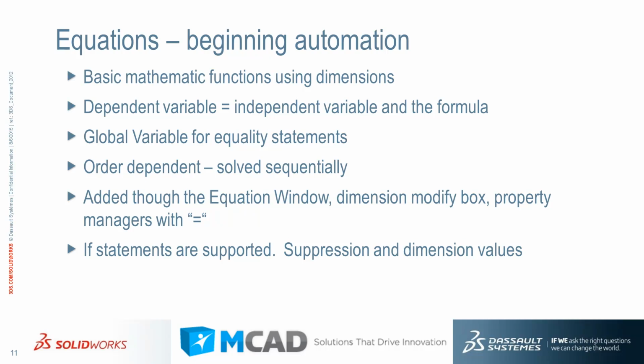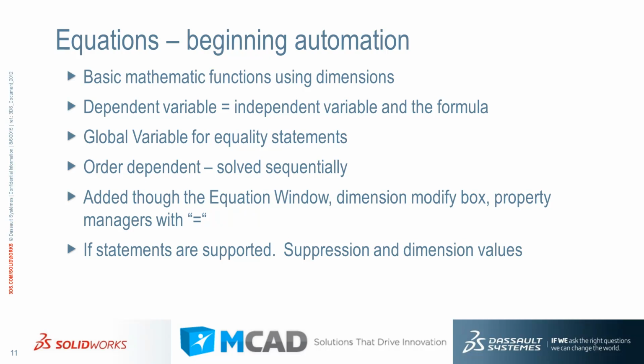We can set up global variables for equality statements. And they are order dependent. They are solved sequentially from top to bottom. Why is this important, you might be wondering? Well, that's because the dependent variable or the result of one equation could be the input or the independent variable of another equation.